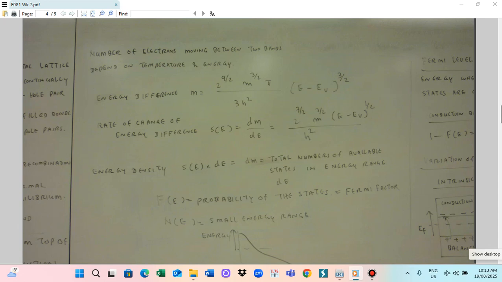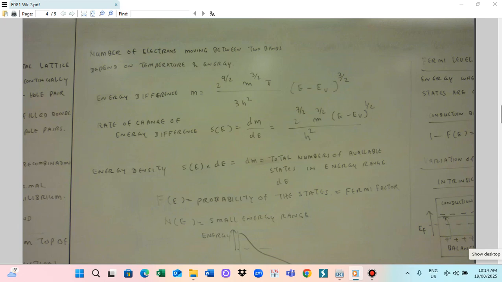So the rate of the change of the energy difference is the SE. So we differentiate how much the energy difference rate. When you change the energy, this means that you are changing the energy difference. So how much energy difference is happening is the rate of change of energy difference. So that can be the SE.